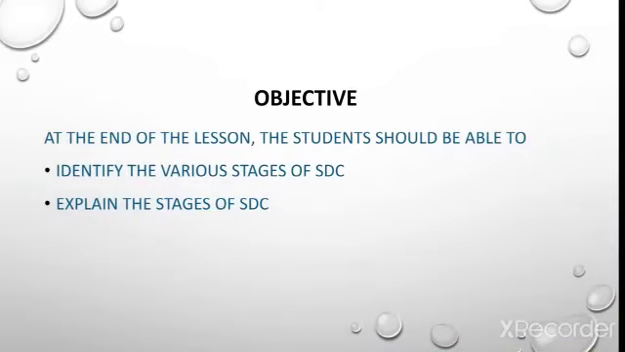The objective for SDC2 this week is, at the end of the lesson, the student should be able to, one, identify the various stages of SDC, two, explain the stages of SDC.